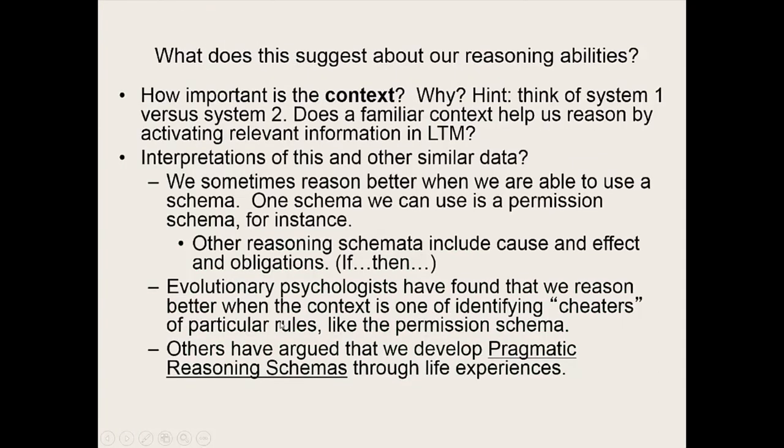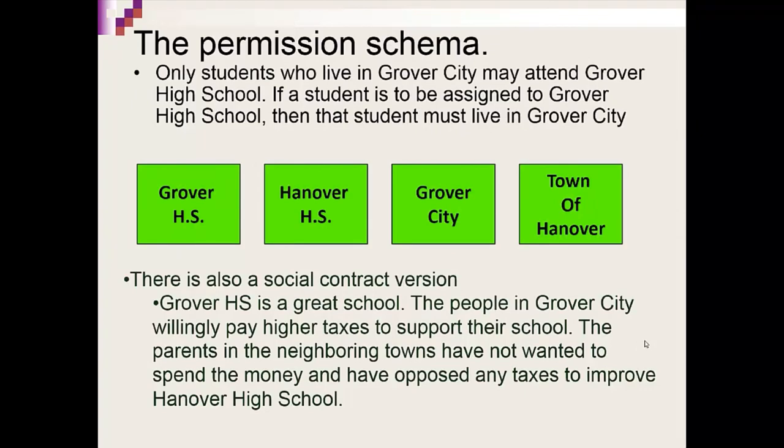Some evolutionary psychologists have found that we reason better when the context is one of identifying, say, cheaters. That's like the social contract one or the permission schema. And others have argued that we develop these pragmatic reasoning schemas just through our life experiences, that it's not necessarily an evolutionary advantage to identify cheaters. It's just we have a lot of experience. And so it's hard to distinguish between the two. But the important point is that having a context can definitely be very helpful in these types of reasoning problems.